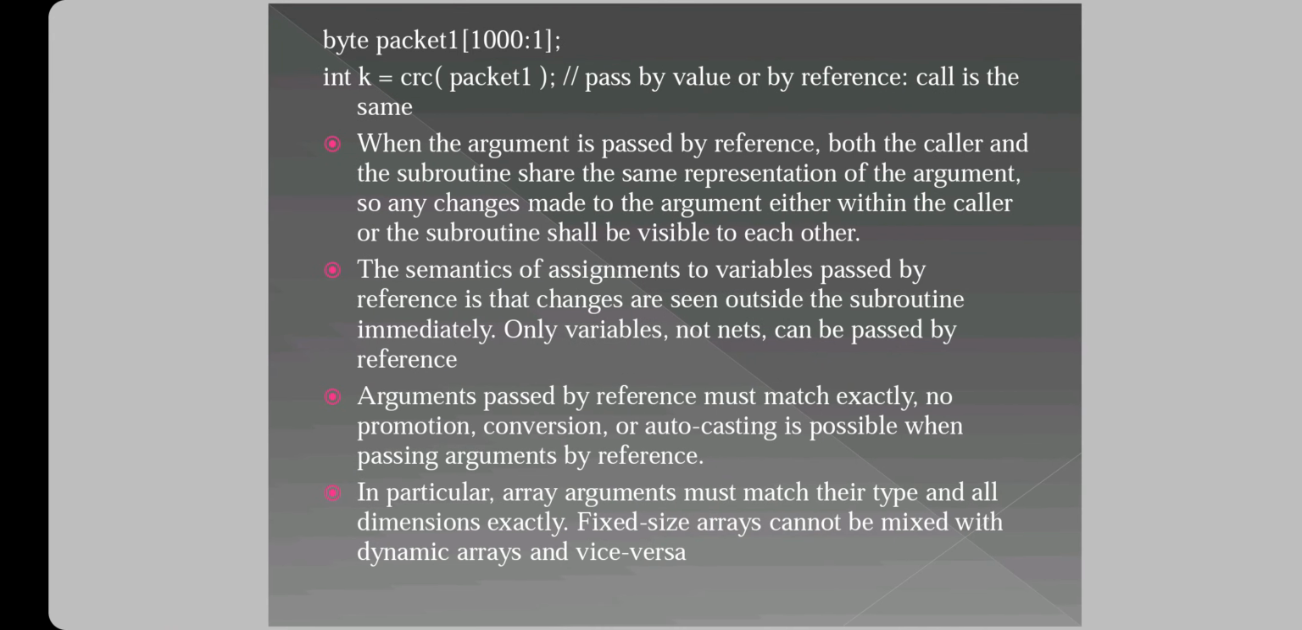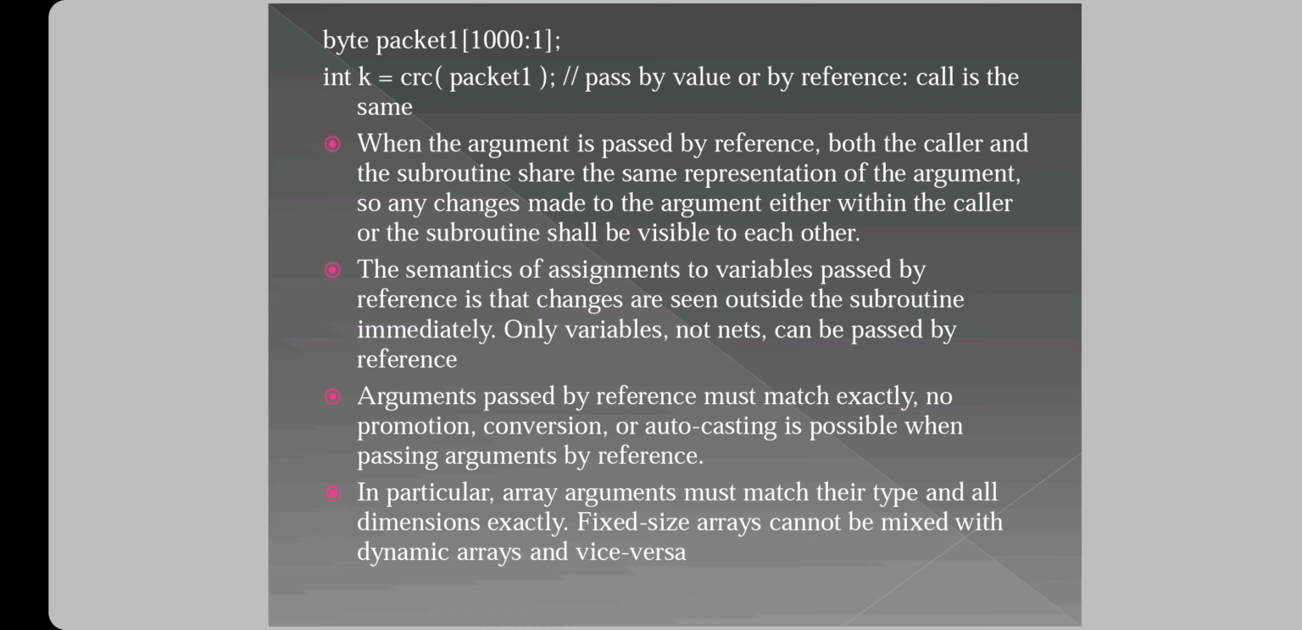So this is another example for pass by value or pass by reference. When the argument is passed by reference, both the caller and the subroutine share the same representation of the argument. So any changes made to the argument, either within the caller or the subroutine, shall be visible to each other. The semantics of assignments to variables passed by reference is that changes are seen outside the subroutine immediately.